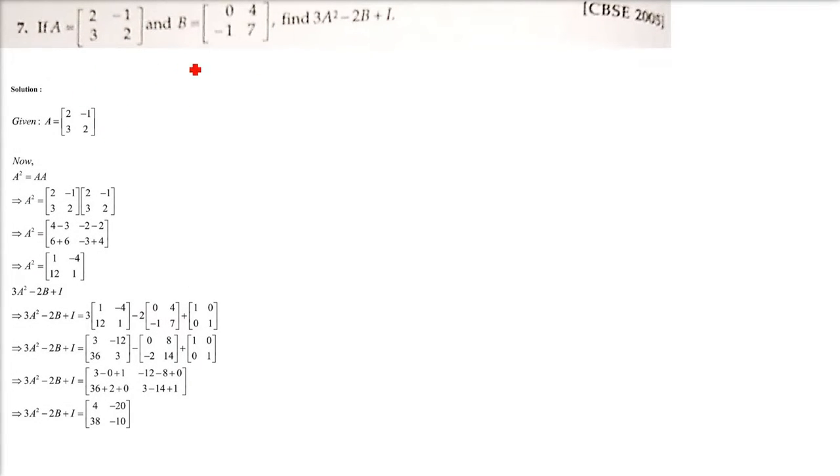What we have to do here is find A squared. The main thing is A squared. So just multiply A, these two matrices, A into A. So you have 2, -1, 3, 2, and then the same thing you have to write again. Just multiply the way I already taught you.